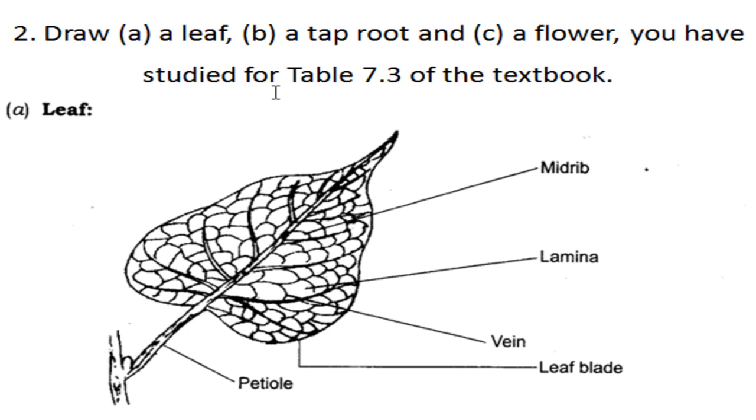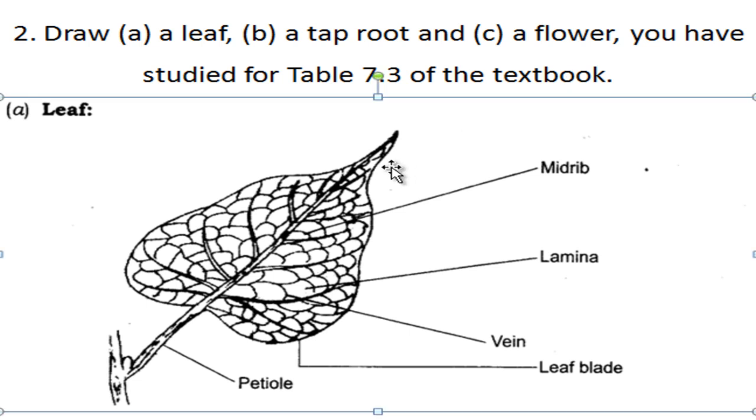Question number 2. You have to draw a leaf, a taproot, and a flower. You have studied them in Table 7.3 of the textbook. So the first diagram is of the leaf. You have to draw and label the diagram of the leaf. First draw the leaf, then write all the parts of the leaf: petiole, midrib, the flat part that is called lamina, and these are the veins of the leaf, and this is called the leaf blade. So you have to draw the diagram of a leaf in your notebook.